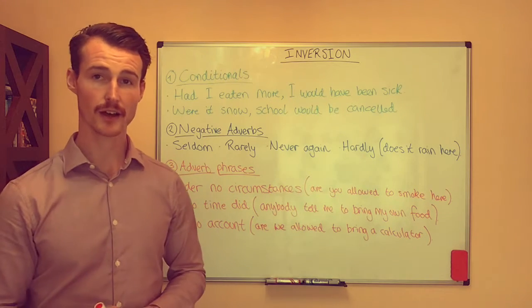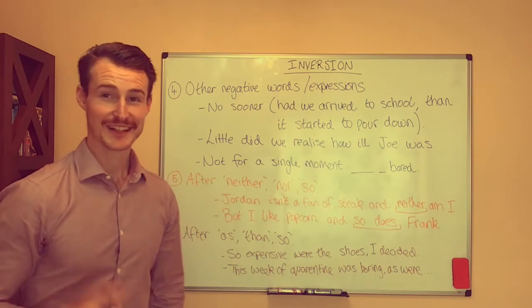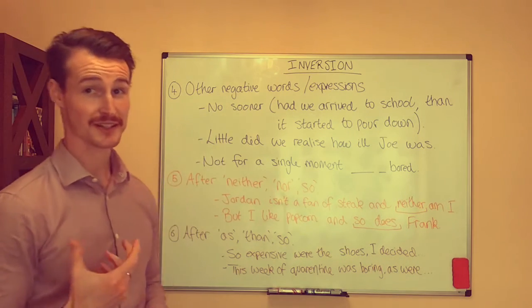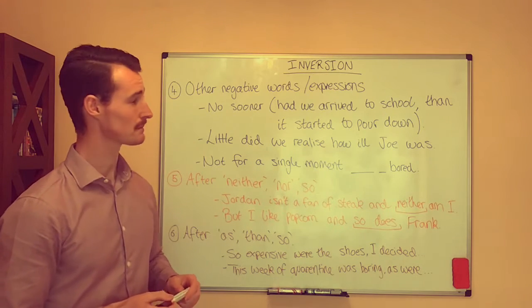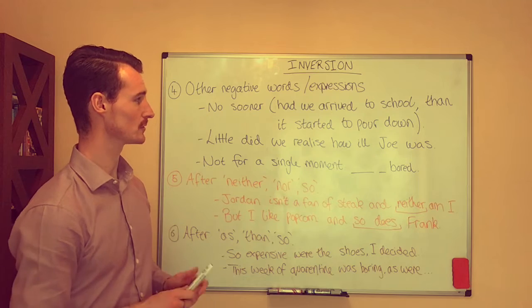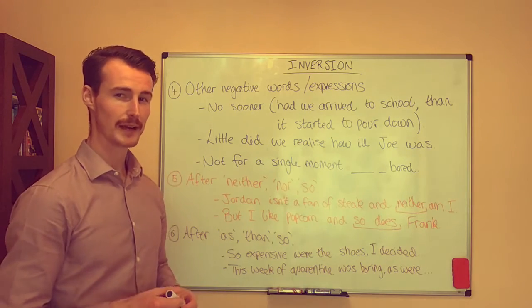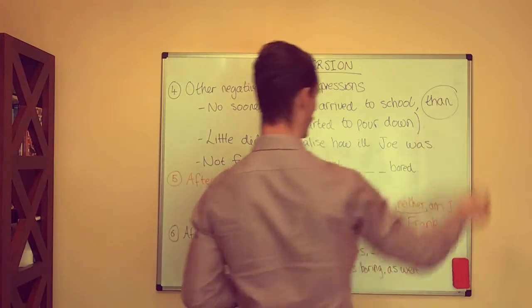Okay, here are another 3 ways that we use inversions in English. Number 4, other negative words or expressions. No sooner had we arrived to school than it started to pour down. It's kind of like a comparative sentence, isn't it? We have this word than.